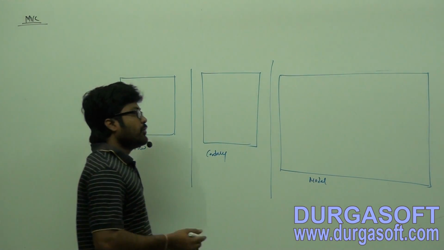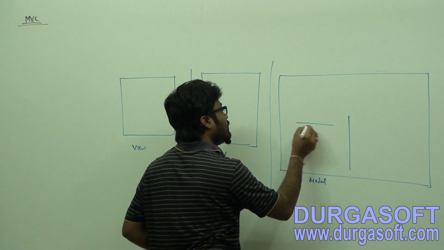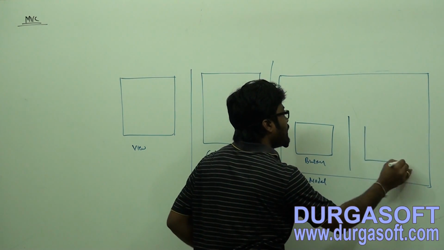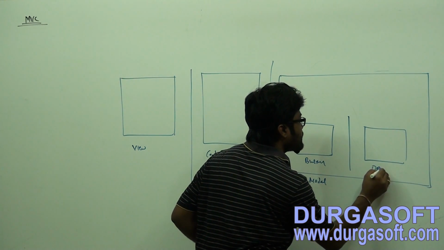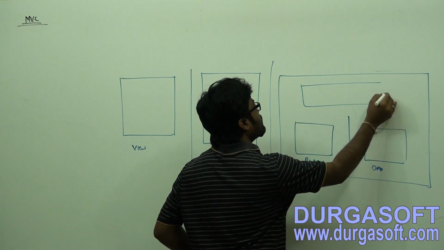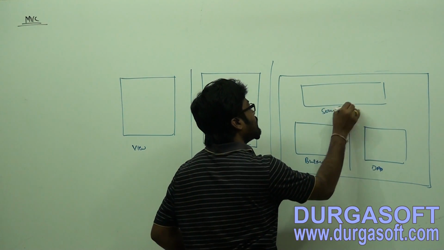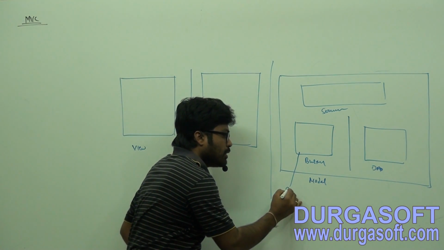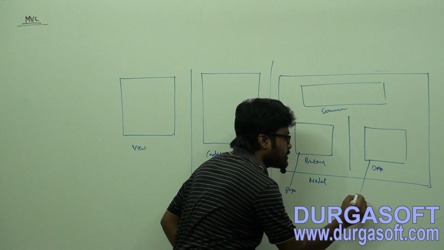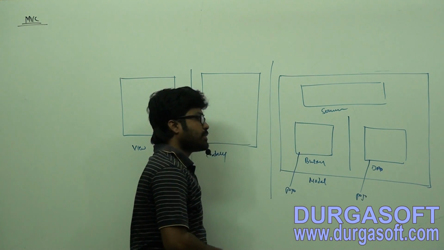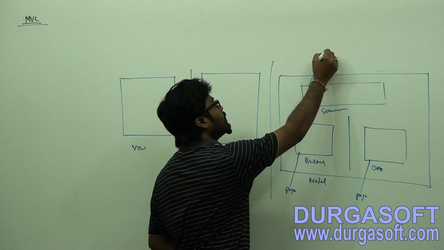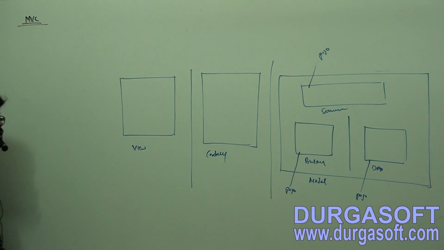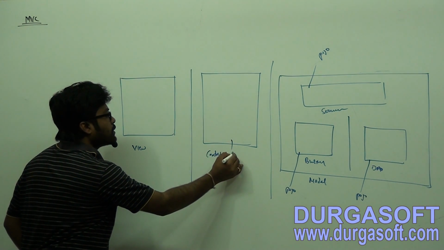So for the model, we require business classes here, DAO classes here, and some service classes. So here for business classes we can go through simple POJO classes. DAO classes also we can go through simple POJO classes, and for services also we can use simple POJOs. Okay, and for the controller also we can use simple POJO classes.